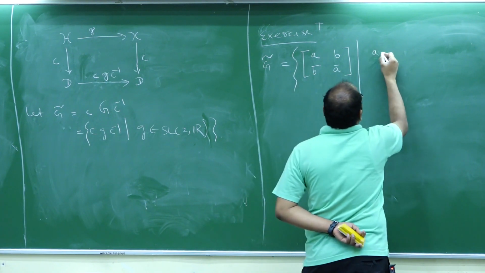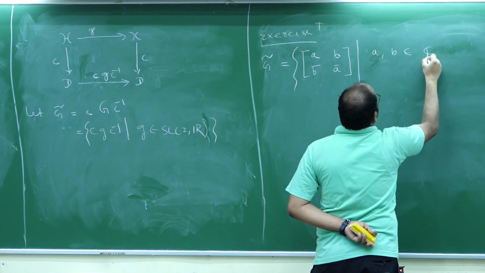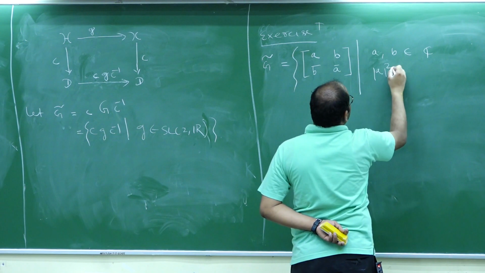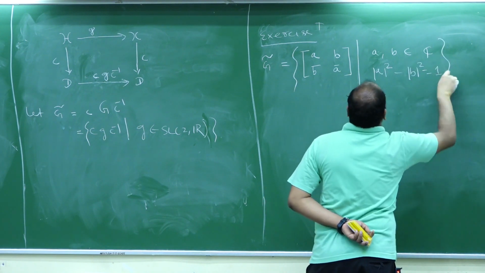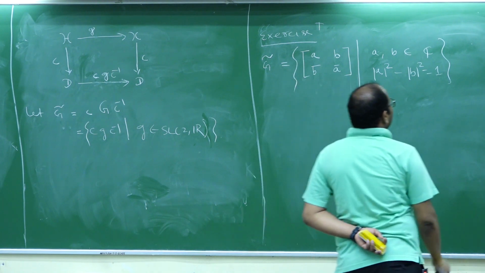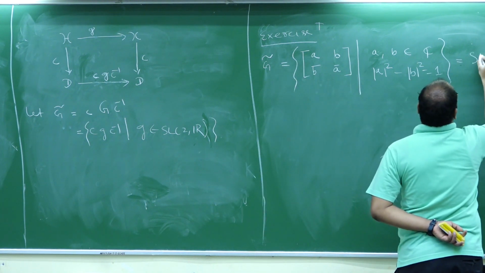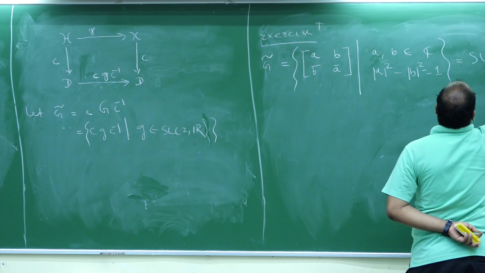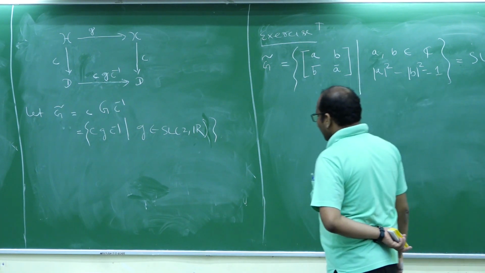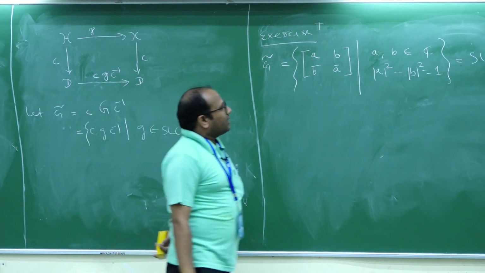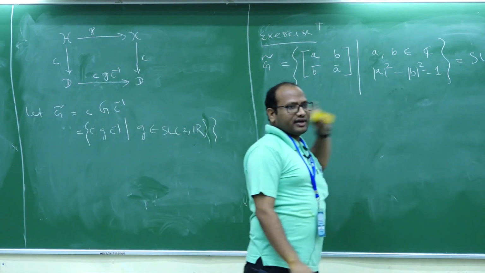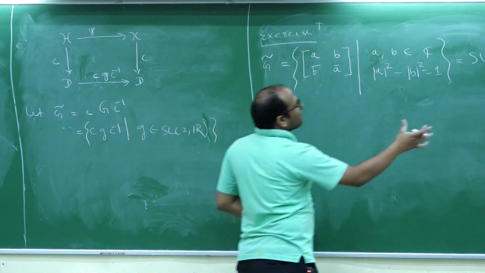And so that A, B belongs to C, and mod of A square minus mod of B square is equal to 1. So it has a name. This group has a name. This is really called SU(1,1). So why it is called SU(1,1)? I will not explain that, but you take this as a definition.